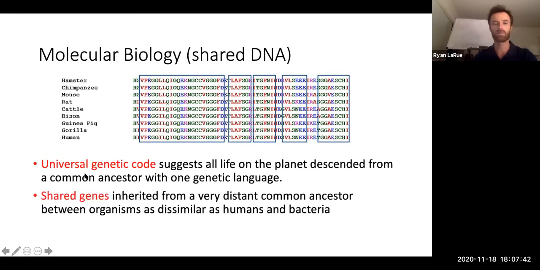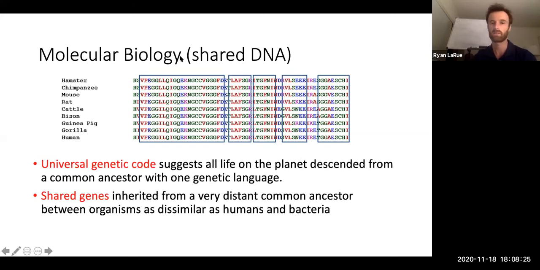So first of all, the universal genetic code is a good indicator of this commonality amongst life, that all cells, all organisms, unicellular to multicellular life, are going to utilize the same genetic code. And this is really powerful evidence that essentially from the very first life form, all life after it inherited that same genetic code.